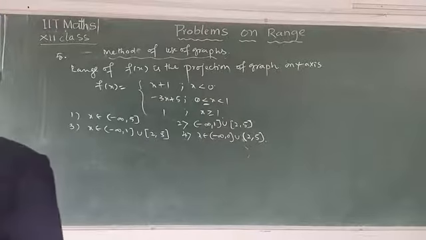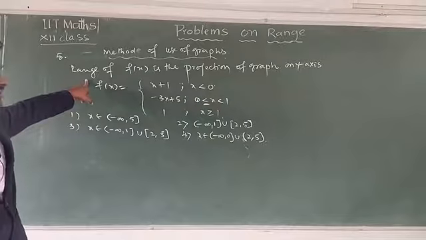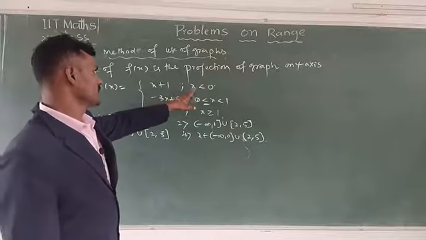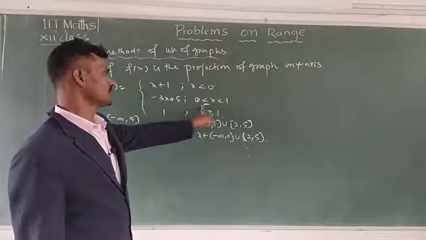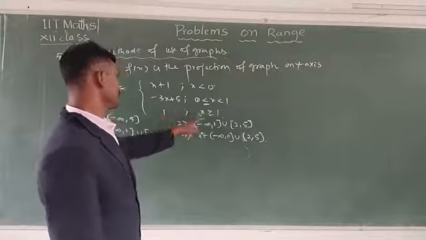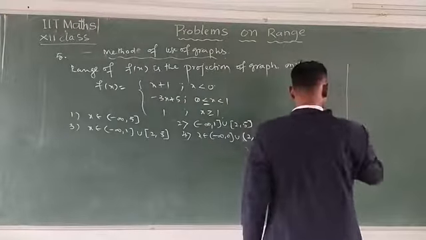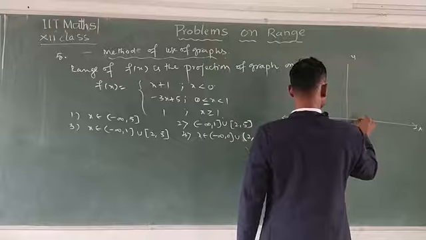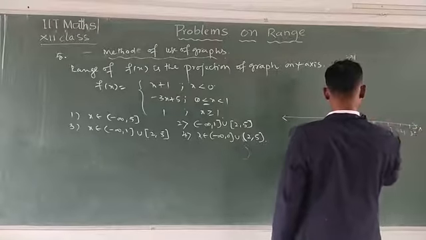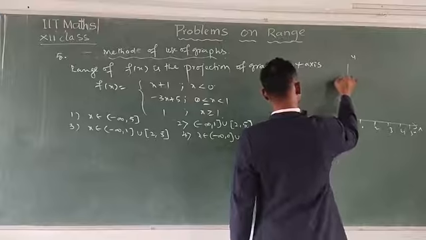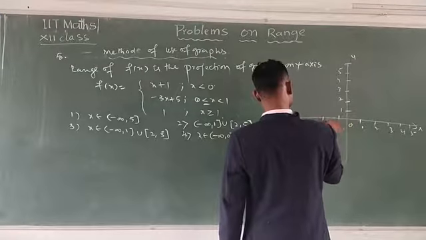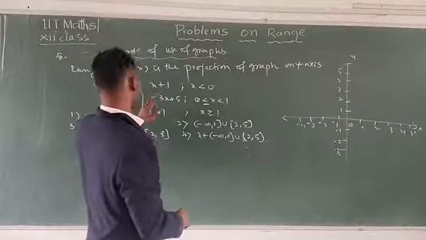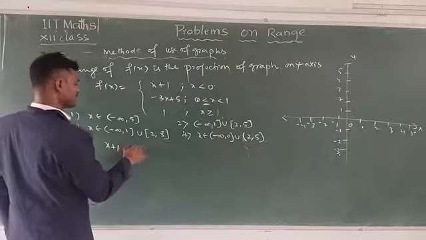Okay, the next one is the method of using graphs. See here, the range of f of x is equal to the projection of the graph on the y-axis. F of x is equal to x plus 1 for x less than 0, minus 3x plus 5 for 0 less than or equal to x less than 1, and 1 for x greater than or equal to 1. You have to draw a graph. See here, this is the x-axis, this is the y-axis, 0, 1, 2, 3, 4, 5 on the x-axis also, and minus 1, minus 2, minus 3, minus 4.